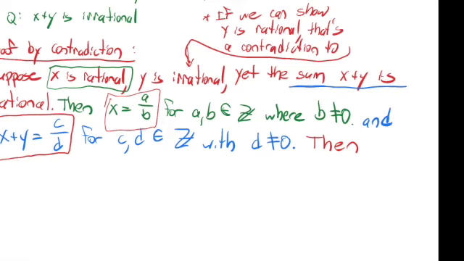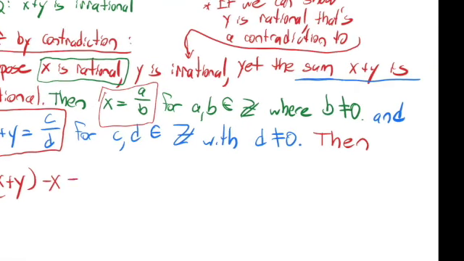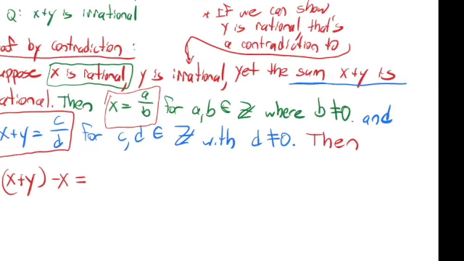You can move x to the other side. Yeah, like y equals c over d plus a over b. Yeah, exactly, that's right. So I can take these two things and say, okay, well, what would happen if I took x plus y, not minus, right? x plus y minus x would give me y.